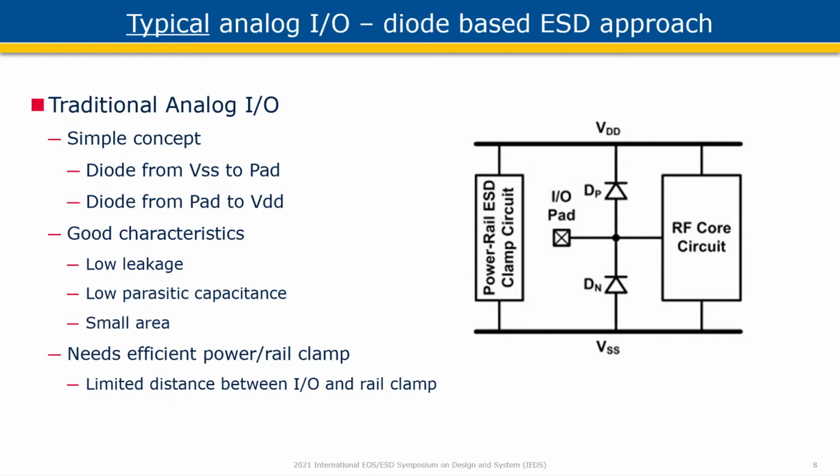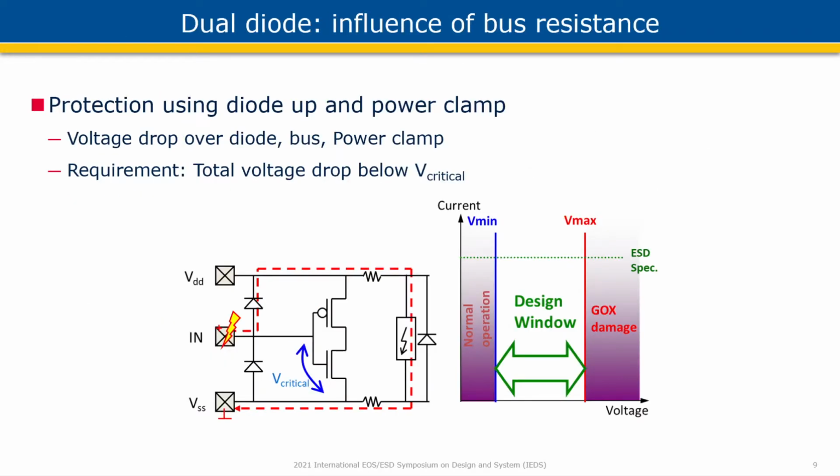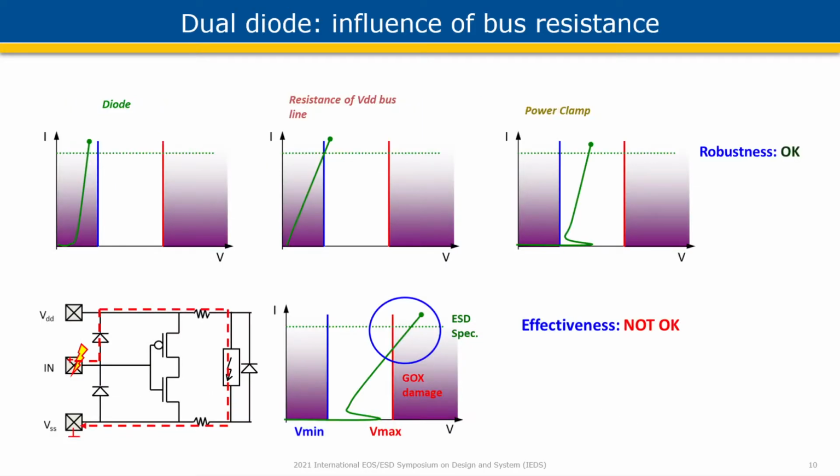Practically, this means the distance between the I/O and the rail clamp is limited. In dual diode configuration, we have to consider the influence of the combination of the diode, bus resistance, and power clamp. The total voltage drop over these three components must remain below the critical voltage to avoid damage in the I/O transistors.